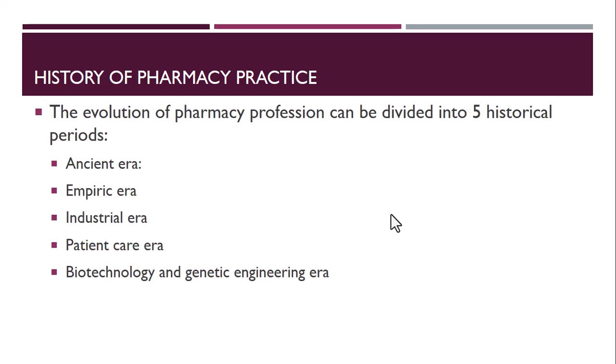So what's the history of pharmacy? The evolution of the pharmacy profession was divided into five historical periods. We have the ancient era, the epimeric era, the industrial era, the patient care era, and then the biotechnology and genetic engineering era.